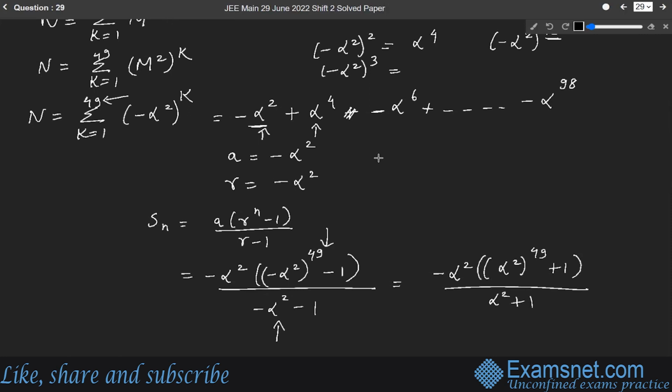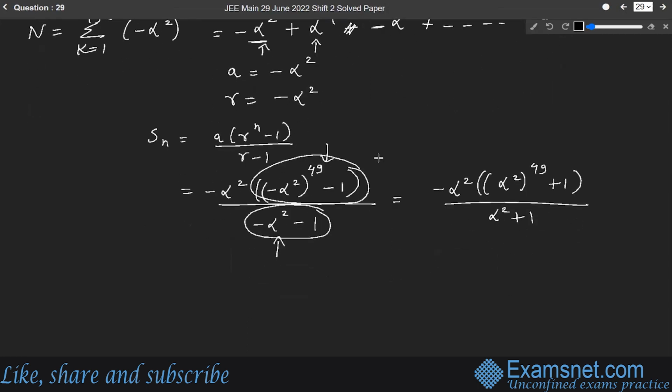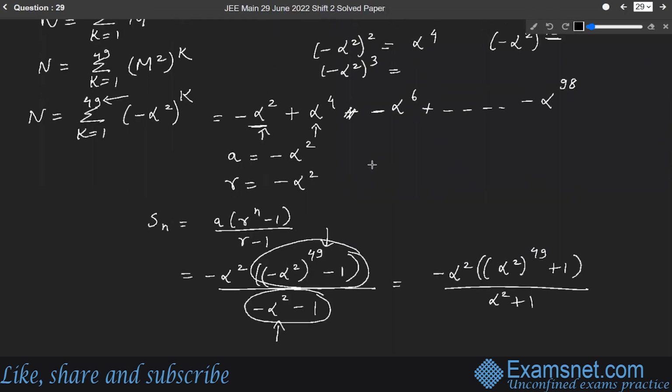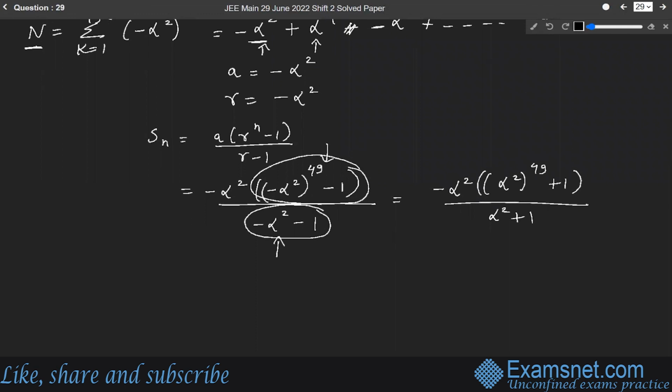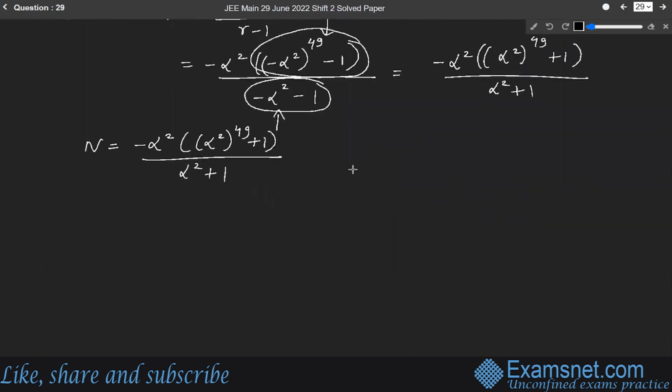All right, we have taken the negative sign common from this term and this term. So it will be positive, right? Minus minus will be cancelled. Now, this is the value of the sum, right? But this is equal to n because n is equal to the summation. So n is equal to minus alpha square into alpha square power 49 plus 1 divided by alpha square plus 1. When we cross multiply, this denominator will go to the left hand side.